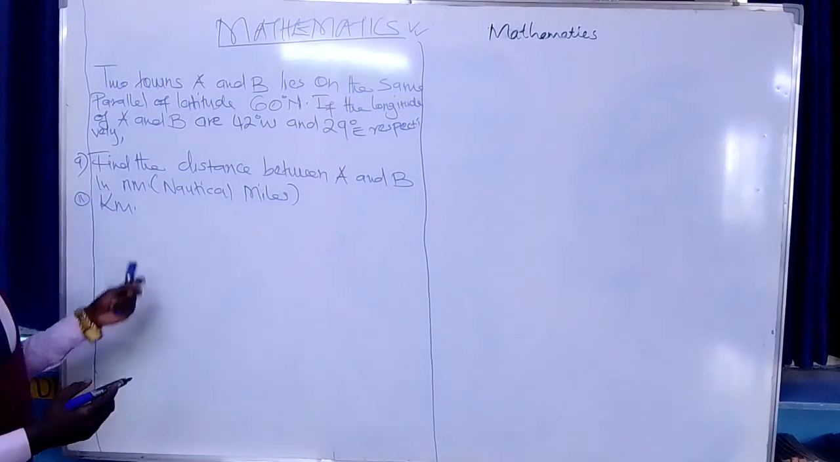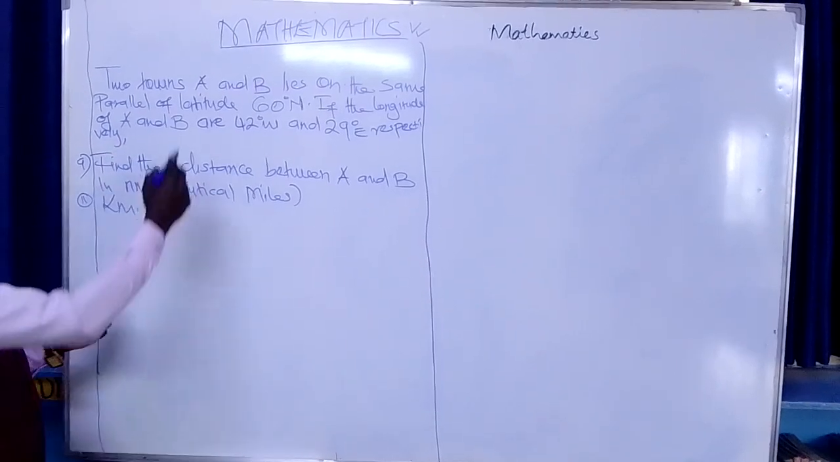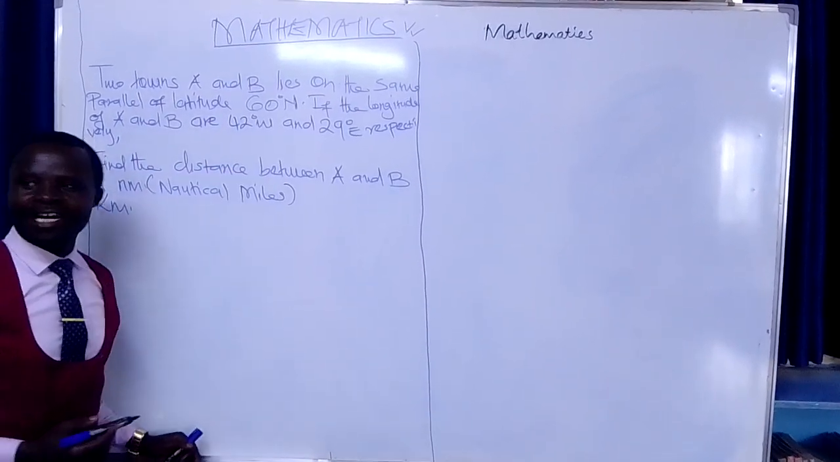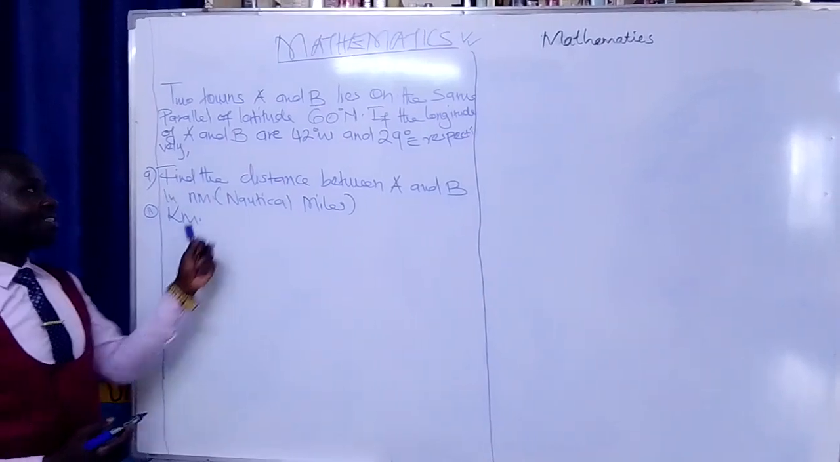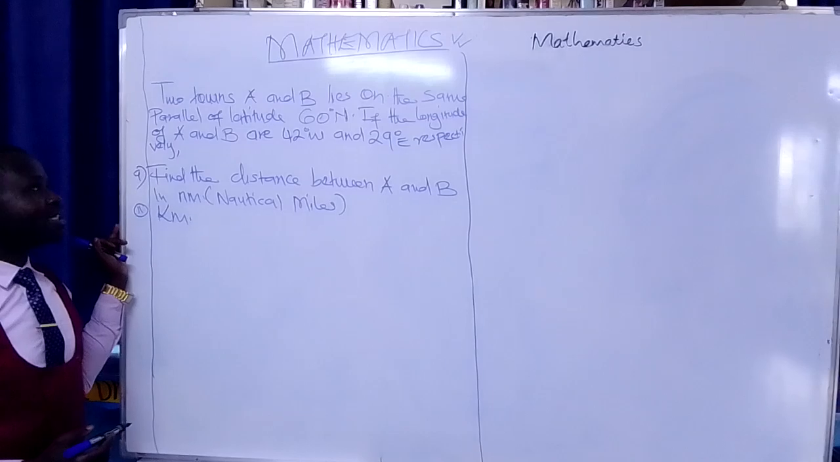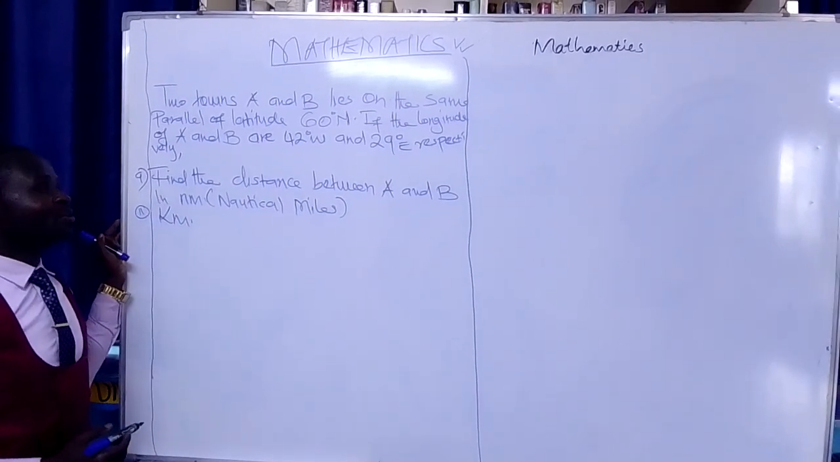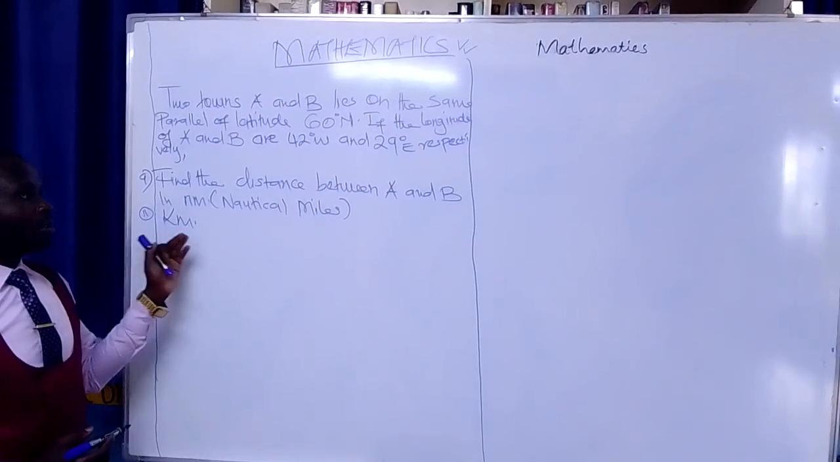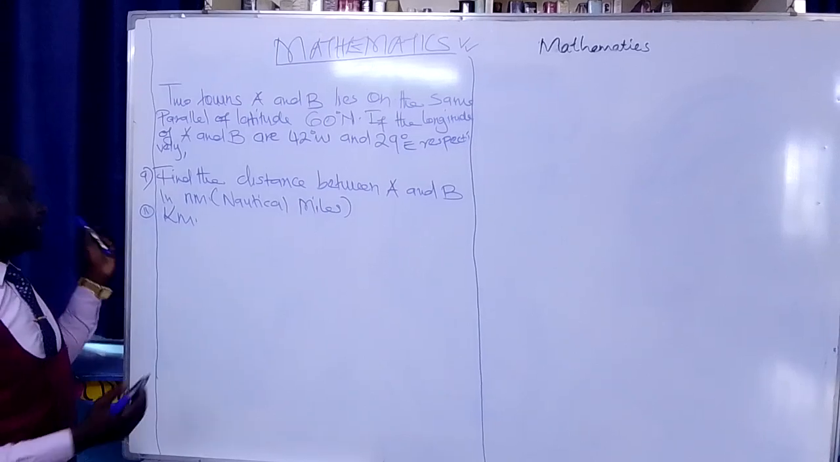Okay, it is better we check the questions based on longitudes and latitudes. This is a topic in Form 4. And longitude and latitude is the most easiest topic ever, as you can see. So, today we are going to check on this question based on it.